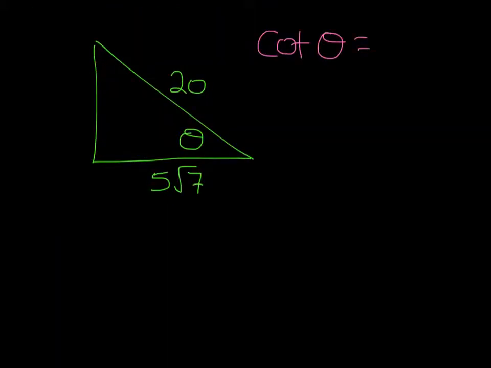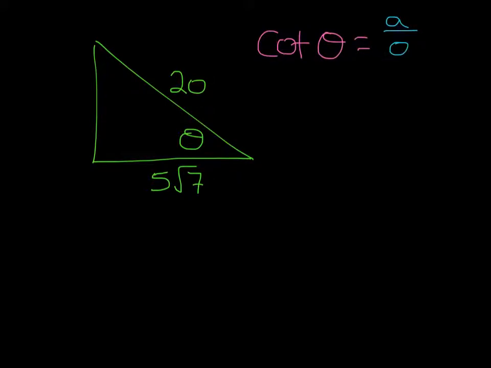Okay, so let's just try one more example. If you want to test yourself, this might be a good time to stop the video and see if you can find cotangent of theta. But if you don't know what you're doing, I'm going to continue. So the first thing I'm going to do is remind myself what cotangent is. Tangent, I know, is opposite over adjacent, so cotangent is adjacent over opposite.